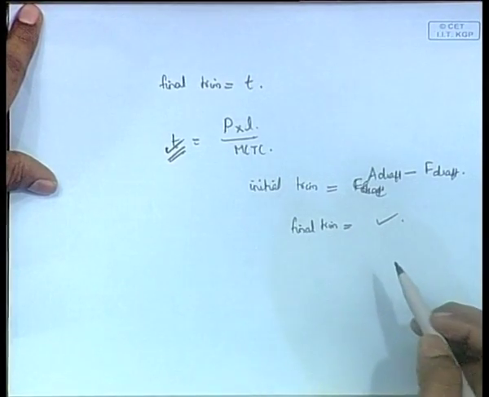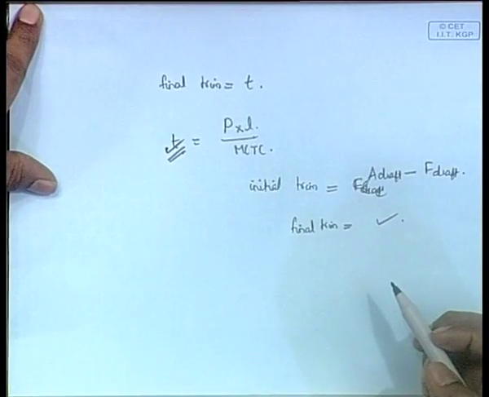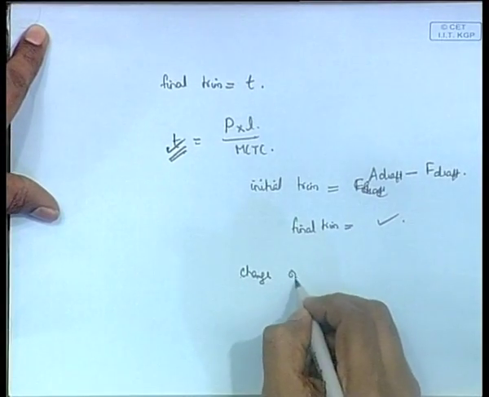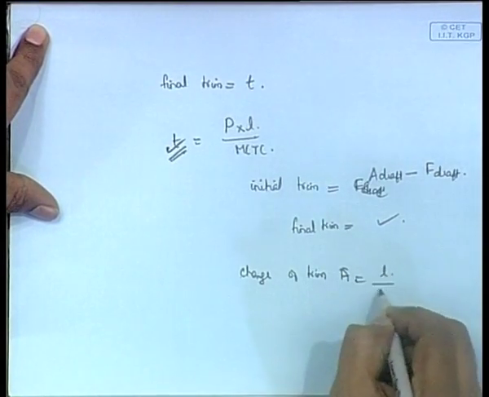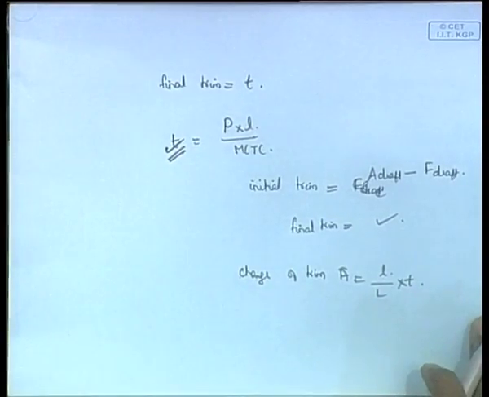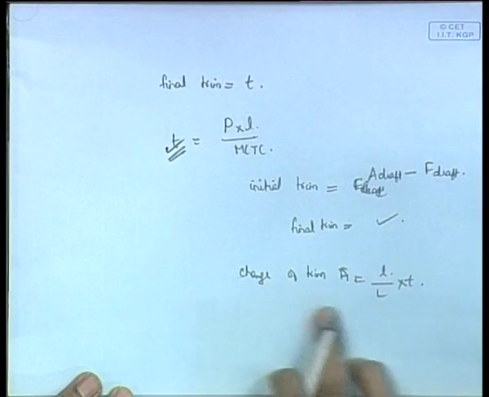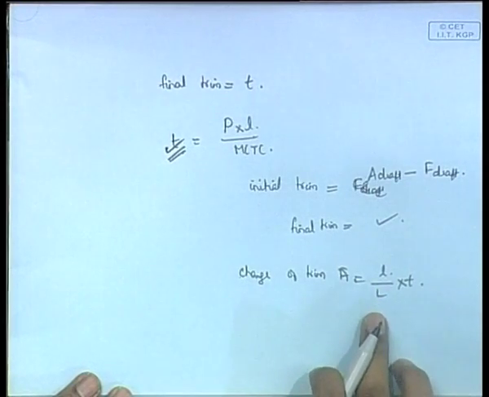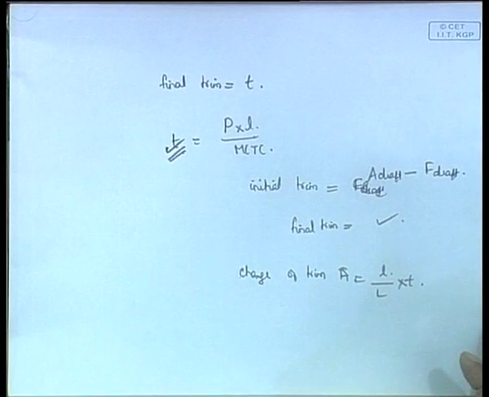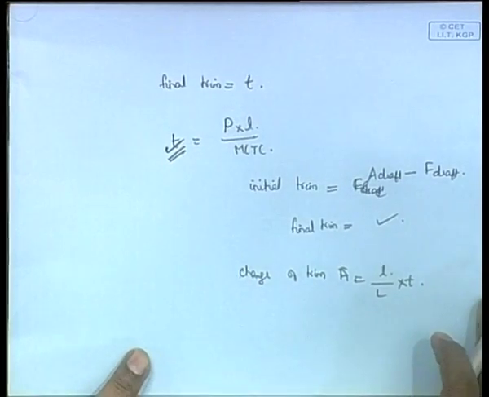We do not know aft or forward, but we know the total. How will you find aft or forward drafts if you have the total trim? There was another formula, for changing the draft forward and aft. Change of trim aft is equal to small l by capital L into total T. And change of trim forward is capital L minus small l by capital L into T. That will give you your change of trim forward, and then you can find the forward and aft drafts.